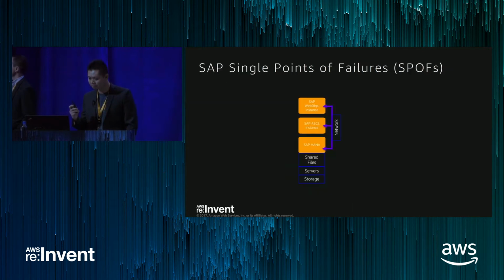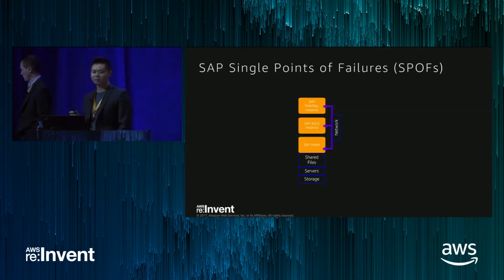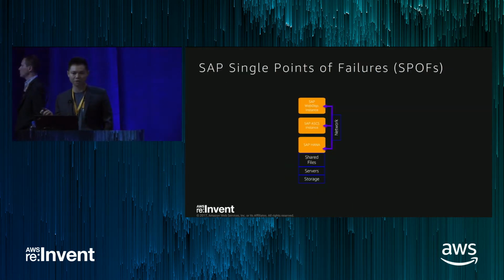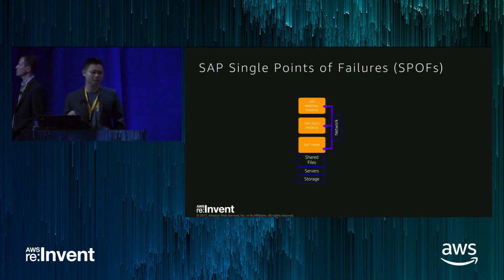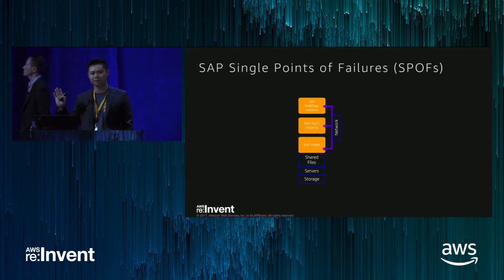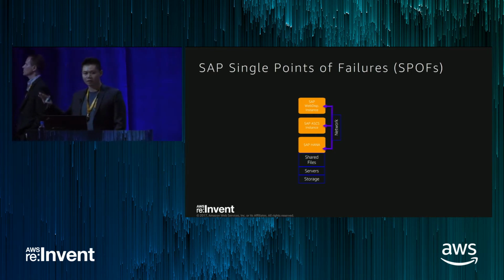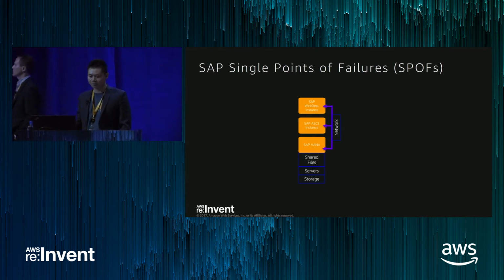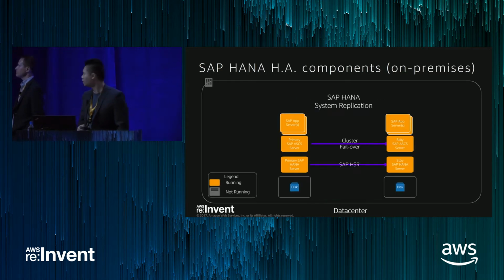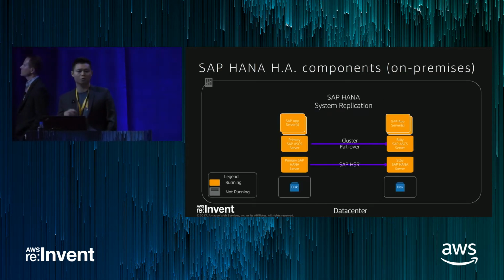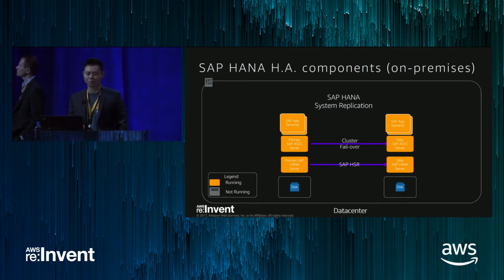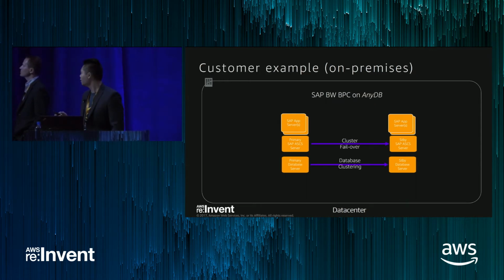Now, from the bigger picture, we're focusing on SAP HANA in this session, but please be aware there's the SAP ASCS instance. Those are also single points of failure, as is the web dispatcher. All those SAP instances run on your network, your servers, your storage. Okay, so let's do a quick review of the SAP HANA components that we've seen on premises.